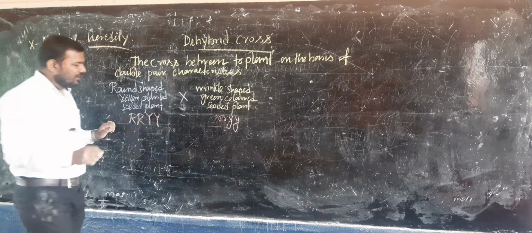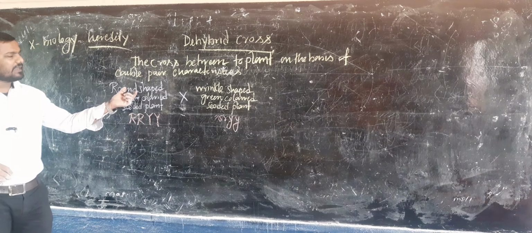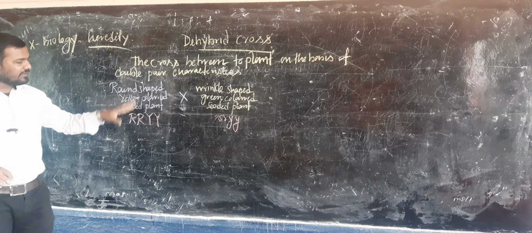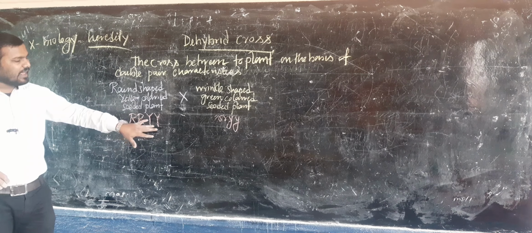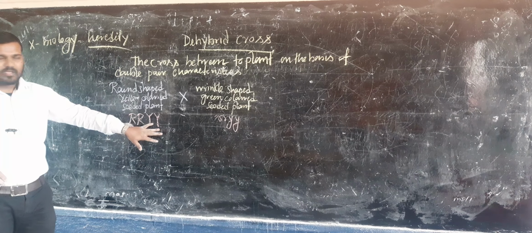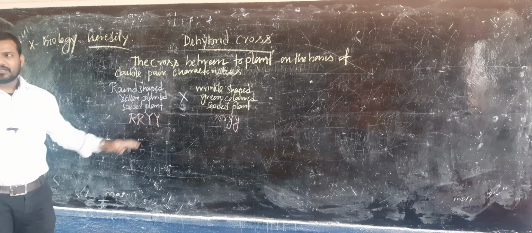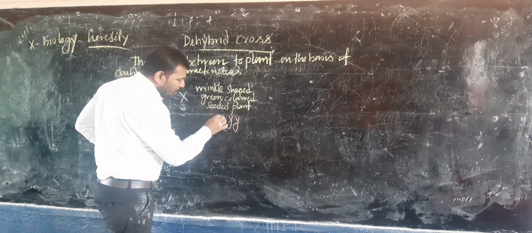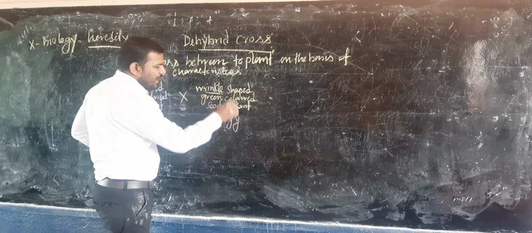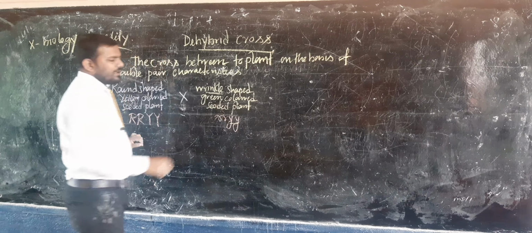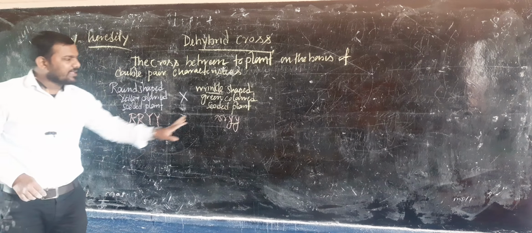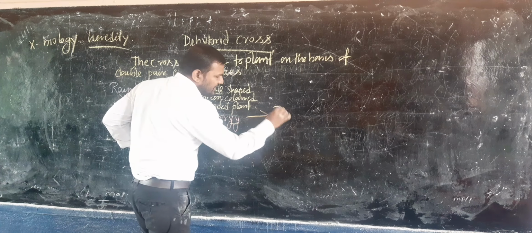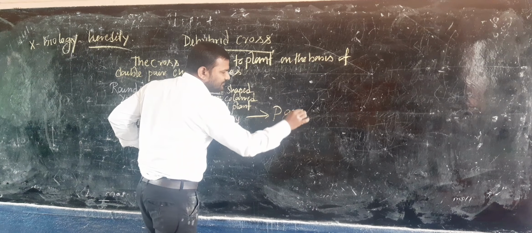Here R is denoting the round shape and Y the yellow color. So one plant is capital R, capital R, capital Y, capital Y for the round-shaped yellow-colored seed plant. And in another plant, small r for the wrinkled shape and small y for the green color. Now these two plants take part in the cross, indicating the parent generation or P generation.